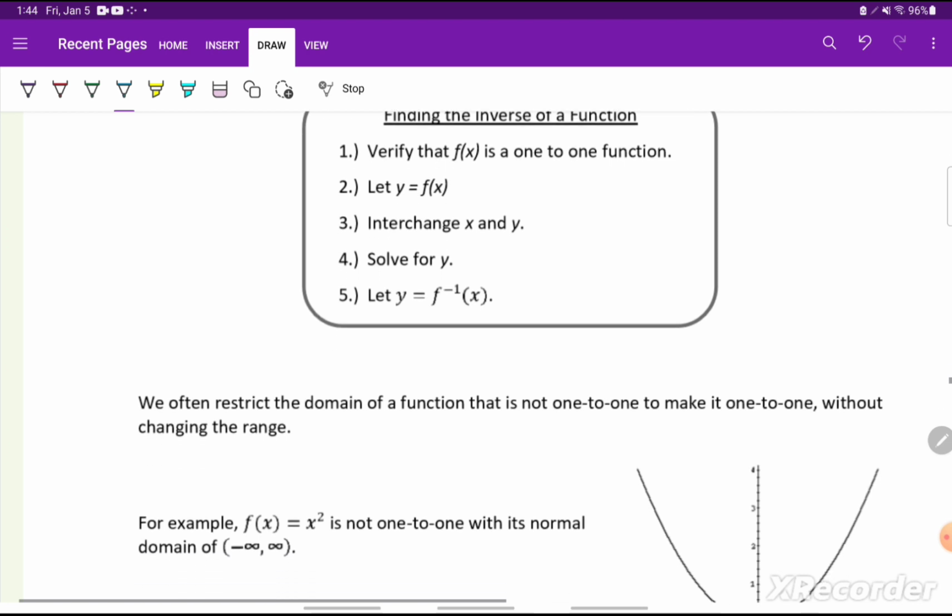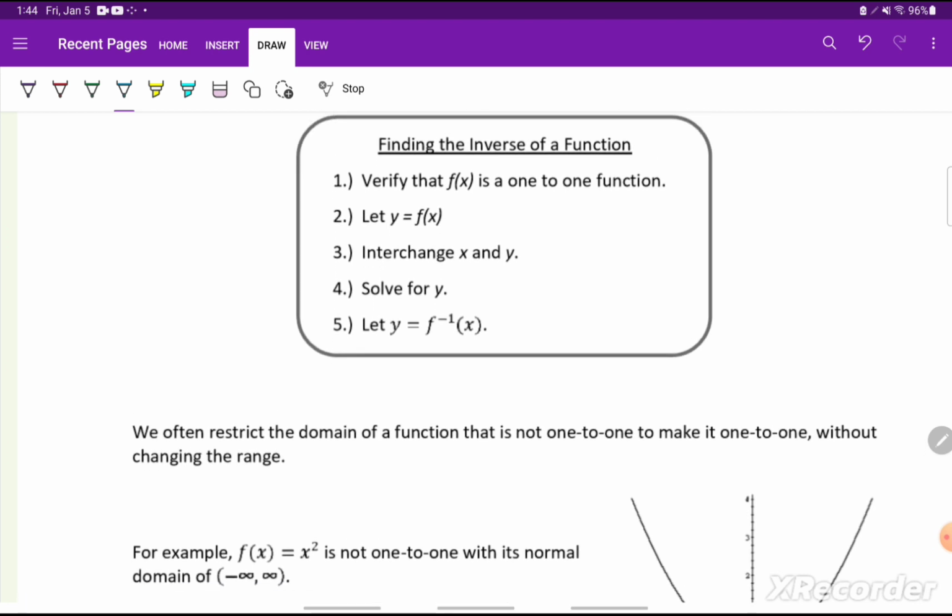The process of finding an inverse function given a function is, you first need to verify that the given function f of x is a one-to-one function, because only one-to-one functions are eligible to have an inverse. Then we're going to take it out of function notation by letting y be equal to f of x. We'll interchange x and y and then solve for y. Lastly, put it back into function notation by replacing the y with our f inverse of x notation.